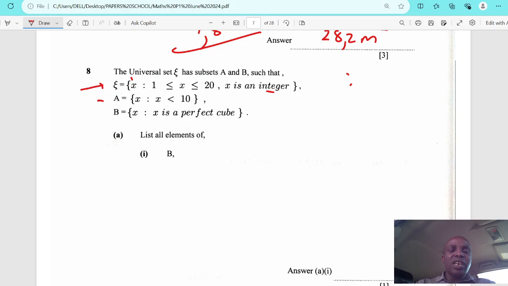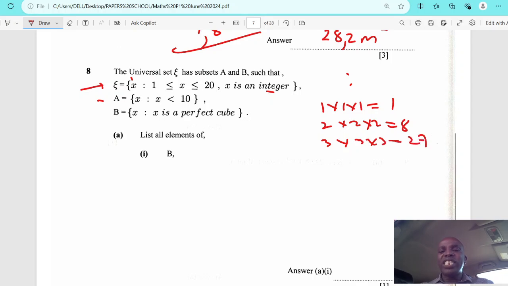Then A contains the values which are less than 10. Then B contains values that are perfect cubes. Then list all the elements of B. So B, perfect cubes. Right, what is a perfect cube? 1 times 1 times 1, we get 1. 1 is a perfect cube. 2 times 2 times 2, we get 8, a perfect cube. 3 times 3 times 3 is equal to 27. So 1, 8, 27, these are called perfect cubes, or cube numbers. So set B is perfect cube numbers between 1 and 20.